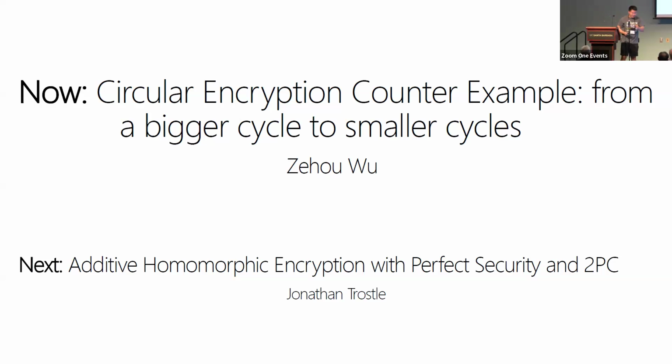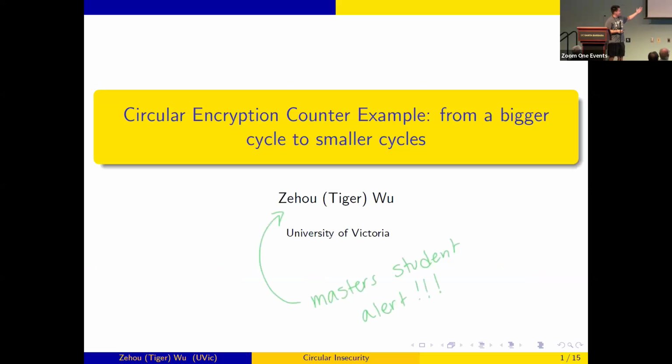Hi, I'm Tiger. So this unfortunately is another one of those serious talks, but I've shown this work to a few people and some of them thought it's obvious. So, to some of you, this might be just a joke. The work is on a security encryption counterexample from a bigger cycle to smaller cycles.